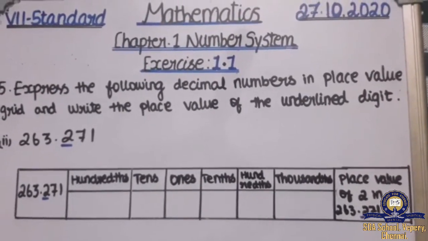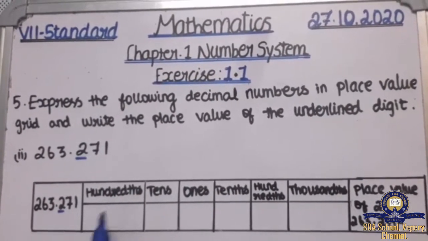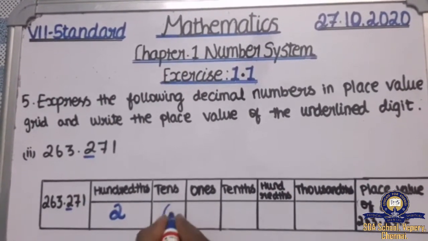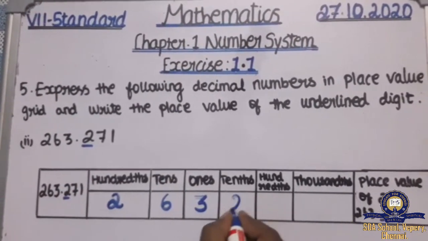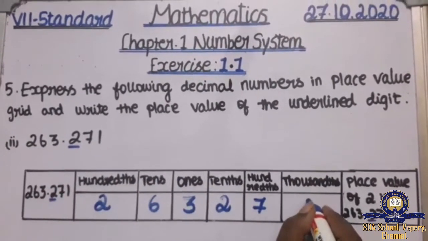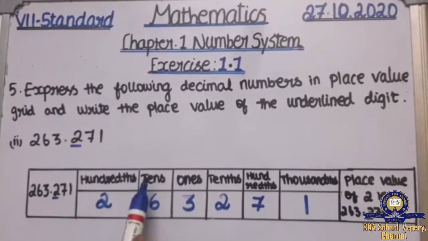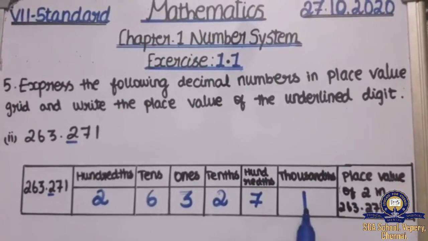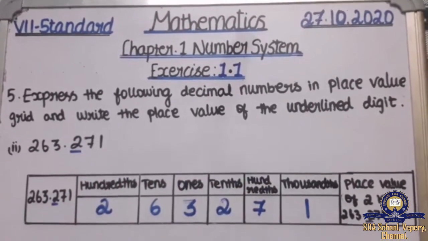So first we need to write the decimal numbers in the place value grid. So for that, what is in the hundreds place? 2. And which is the tens place? 6. And this is the ones? 3. And which is the tenths place? 2. Which is in the hundredths place? 7. And this is the thousandths place? 1. Okay. So like this, 2 is in the hundreds, 6 is in the tens place, 3 is in the ones, and 2 is in the tenths place, 7 is in the hundredths place and 1 is in the thousandths place. So after finding this, we need to write the place value of the underlined digit.